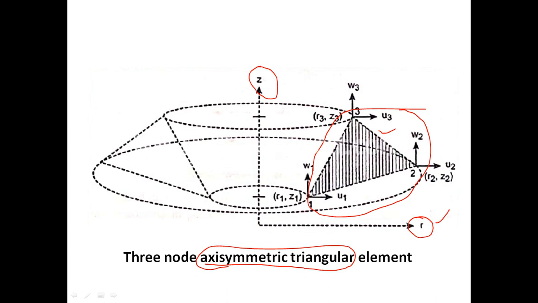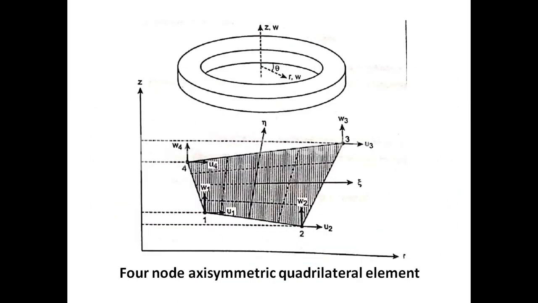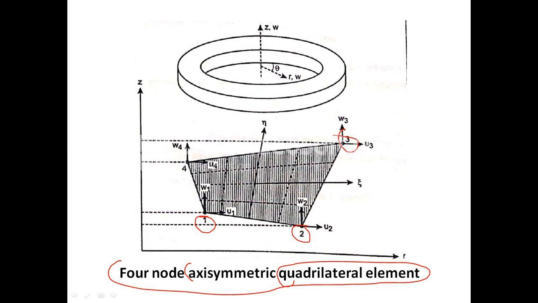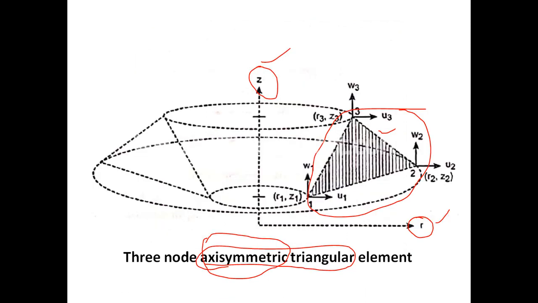Is the triangular element the only one applicable for axisymmetric problems? No, certainly not. Another element is the four noded axisymmetric quadrilateral element. As usual, here we have four nodes, and each node carries 2 degrees of freedom, so here we have 8 degrees of freedom. In the previous one, the 3 node axisymmetric triangular element, we have 3 nodes, node 1, 2, 3, so the degrees of freedom is 6.